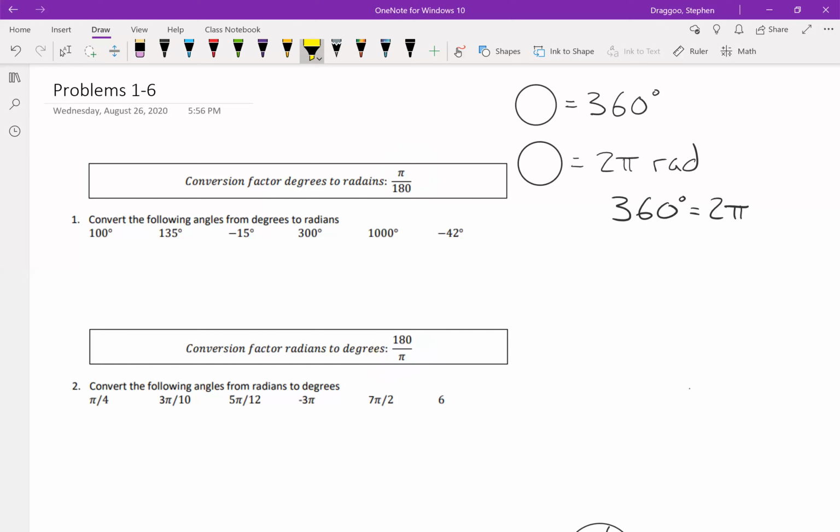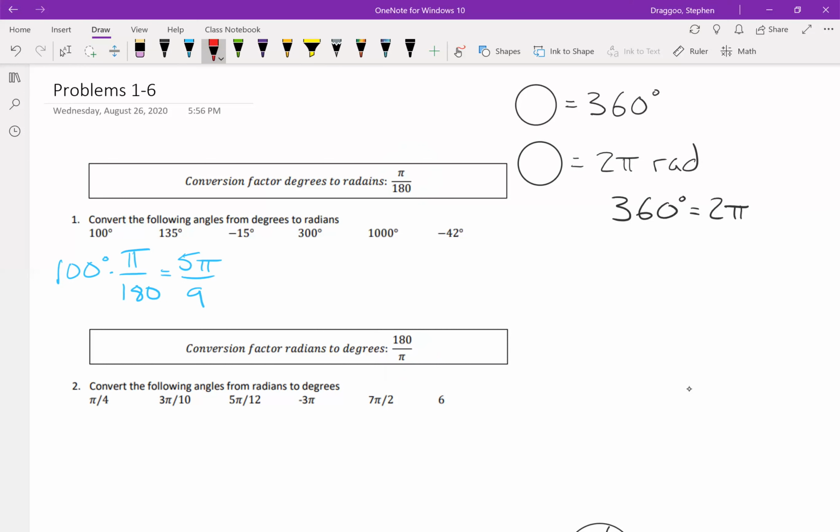But let's put that into practice, starting with the top. Converting each of the following angles from degrees to radians. I'll take 100 degrees, multiply that by pi over 180, and I should get the fraction 5 pi over 9.